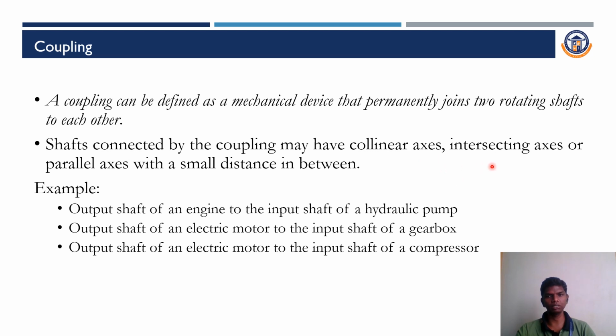So collinear axis, intersecting axis, and parallel axis. These are the three examples for coupling. Examples include engine to input, hydraulic pump, electric motor, and compressor gearbox.